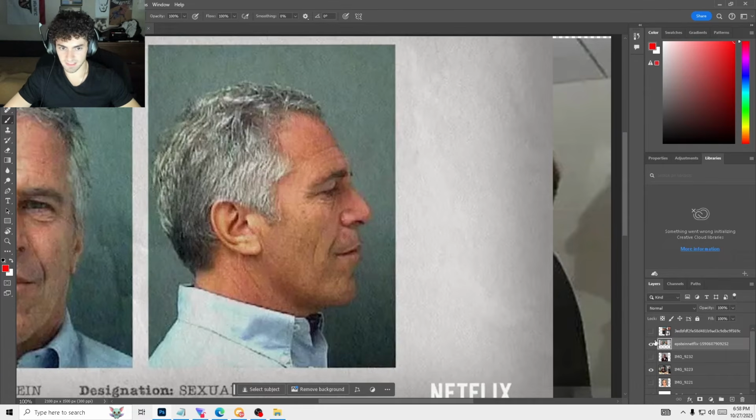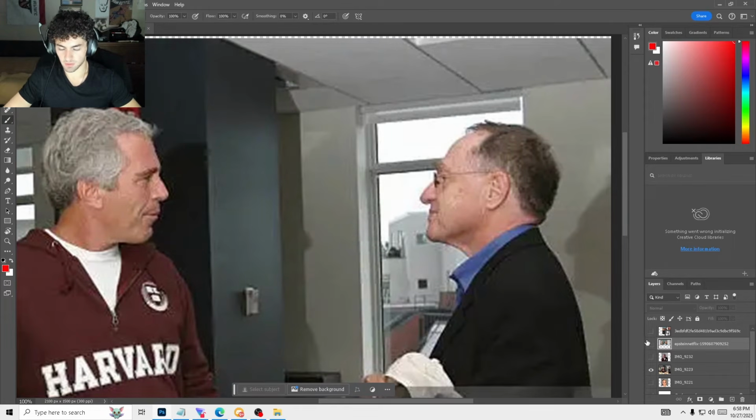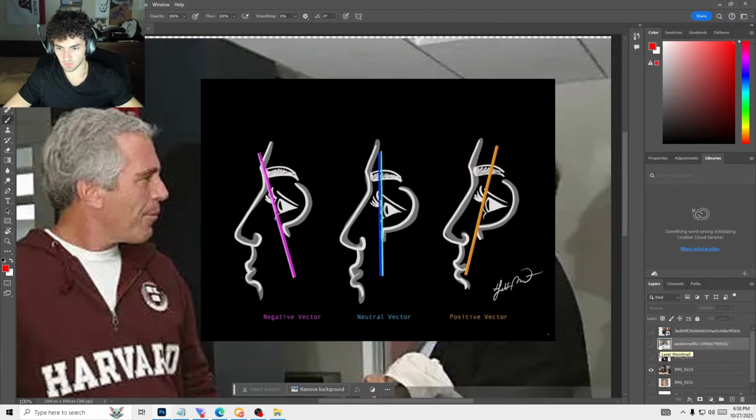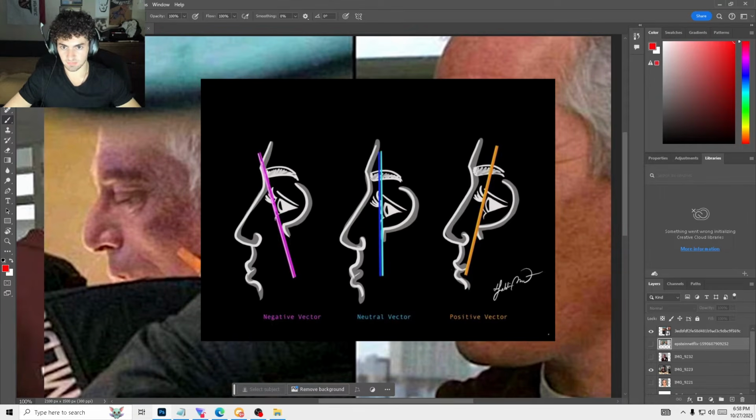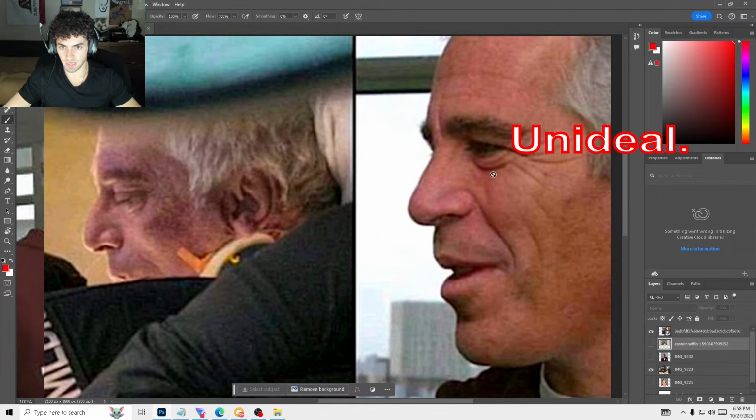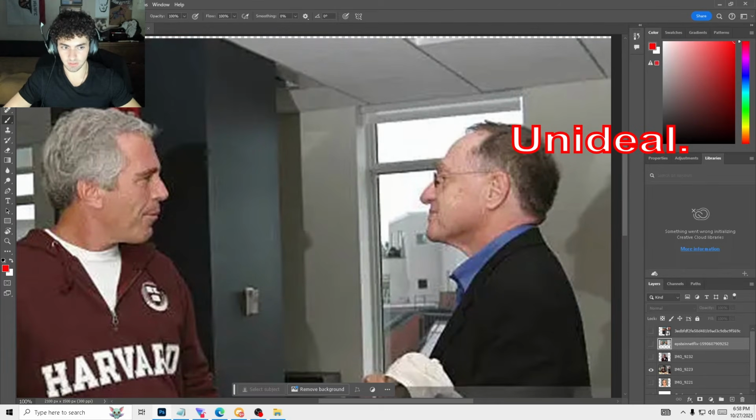Orbital vector. So orbital vector is assessed by either positive, neutral, slightly negative, negative, or very negative. I think that Jeffrey Epstein is between very negative and negative, so I'm just going to give him in between that. I mean, it's not crazy. It's pretty normal for people at his age.